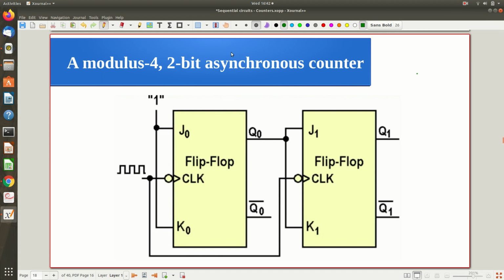Sorry, I wrote asynchronous counter. It is not an asynchronous counter, because all the flip-flops here are controlled by a common clock, right? This clock I am applying here, and the same clock I am applying here also. And what does this bubble mean? Active low, right? It will be triggered during the falling edge of the clock. Both of them are triggered by a common clock, so definitely it is a synchronous counter. And what about the JK flip-flop inputs? The first one is connected in toggle mode, and for the second one the input is connected as the output of the first one.